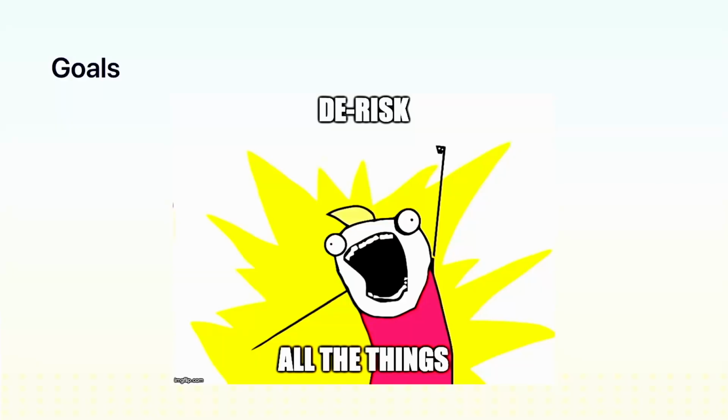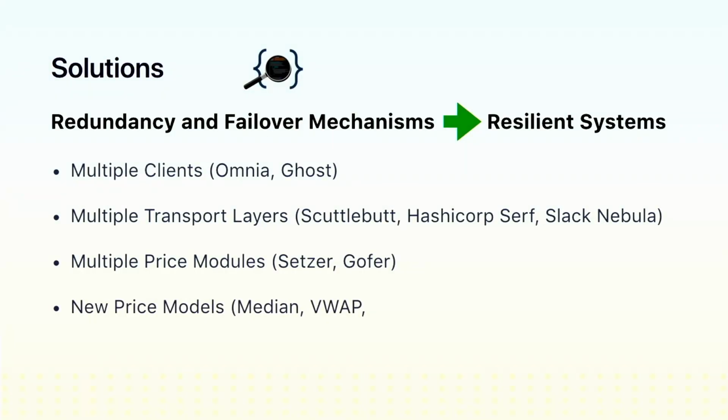This next version of Oracles that we're working on right now is going to try to basically counter all of those weaknesses. So essentially, the name of the game here is just find all the areas of risk and just de-risk all the things. So essentially, the strategy is redundancy combined with failover mechanisms create more resilient systems. So instead of just having one client, instead of just having the one feed client or the one relayer client, have multiple clients.